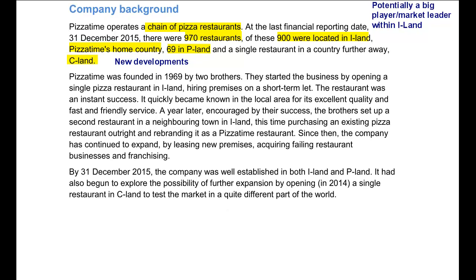Now, the company was founded in 1969 by two brothers. Now, the interesting thing about this is this follows very much the story of Pizza Hut's founding. So you may find it useful to look at the history and the operations of Pizza Hut when you are doing your pre-seen analysis of the company. And they started off with very humble beginnings of a single restaurant in Ireland, hiring a premises on a short-term let. But the restaurant was an instant success.